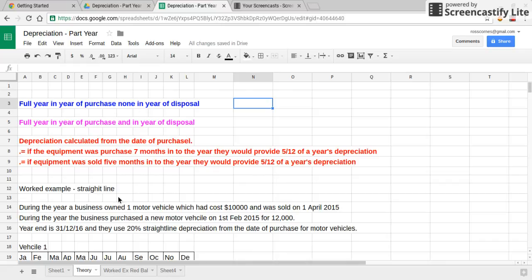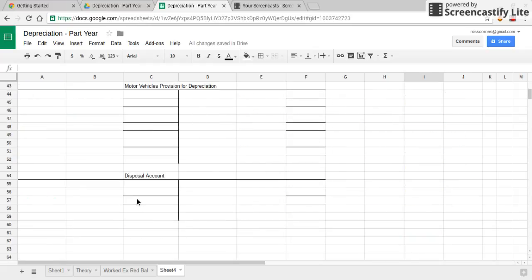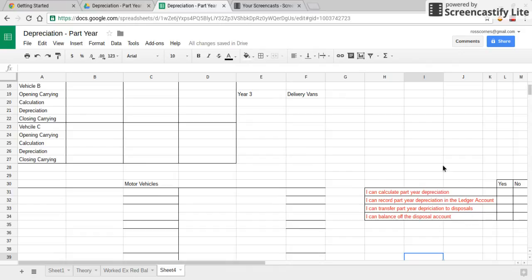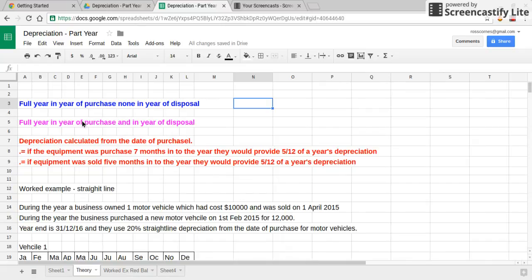Okay, how does it work? I'm going to do two things. I'm going to do a worked example using reducing balance. First of all, I'm going to look at how it works with a straight line, and then the example that you're going to have a go at is actually a straight line one, which is relatively easy. Obviously, reducing balance tends to be a little bit more difficult. When you're doing your example, don't forget to fill in the assessment as to how well you think you can do. So let's fire away.